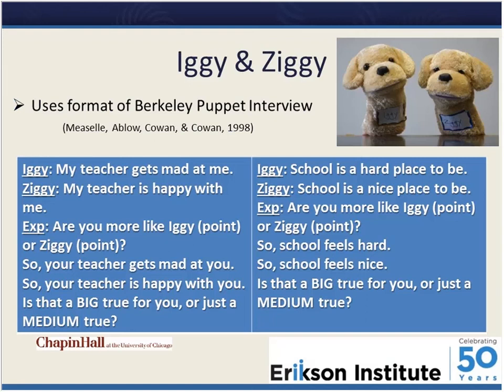So you might have one of these puppets. You can see on the slide a little bit, they've got name tags on them. You can tell the one on the left is Iggy and the one on the right is Ziggy. But in the original format, Iggy would say something like, I have lots of friends, and Ziggy would say, I don't have lots of friends, and then the child would be asked, how about you?